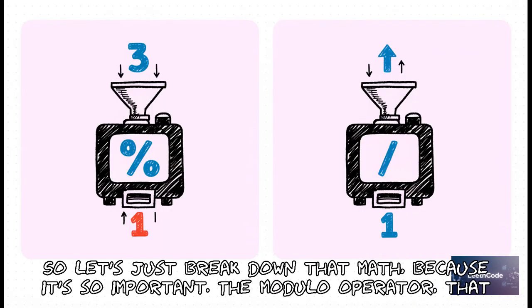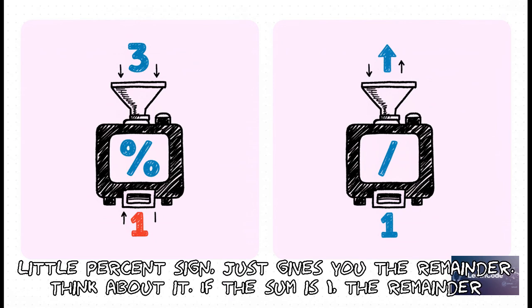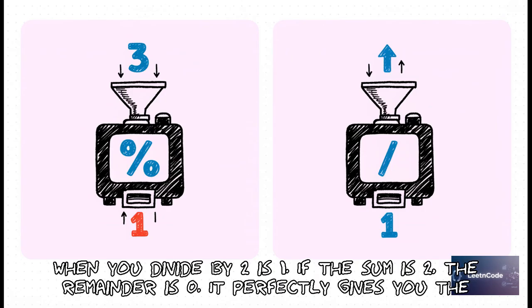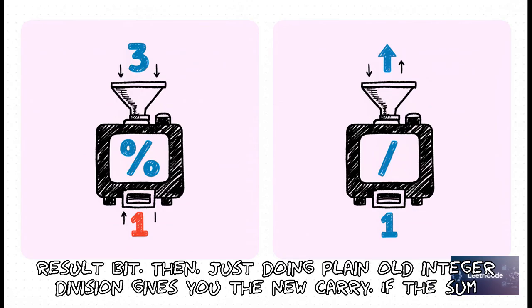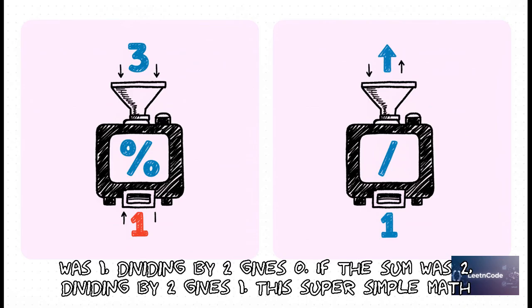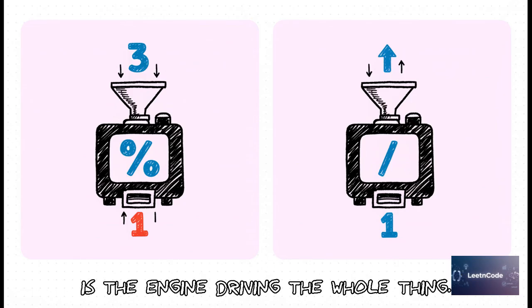So let's just break down that math, because it's so important. The modulo operator, that little percent sign, just gives you the remainder. Think about it. If the sum is 1, the remainder when you divide by 2 is 1. If the sum is 2, the remainder is 0. It perfectly gives you the result bit. Then, just doing plain old integer division gives you the new carry. If the sum was 1, dividing by 2 gives 0. If the sum was 2, dividing by 2 gives 1. This super simple math is the engine driving the whole thing.